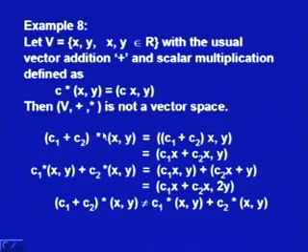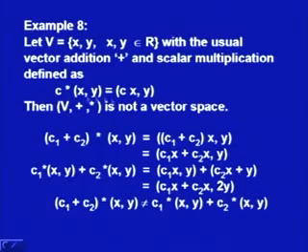You can check (c1 + c2) star (x, y) is equal to ((c1 + c2)x, y). So only the first component is being multiplied, so it becomes (c1x + c2x, y). If I take the right hand side, I'll have (c1x, y) plus (c2x, y), and with vector addition that means (c1x + c2x, y + y), that makes 2y. That means this is not equal to this, so it is not distributive.